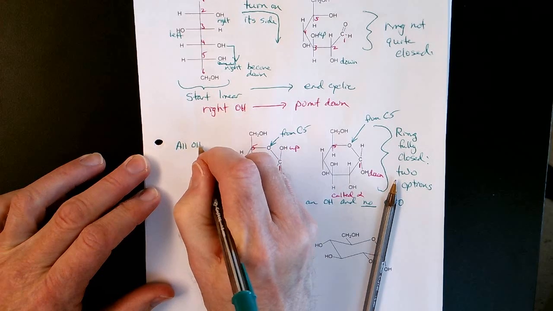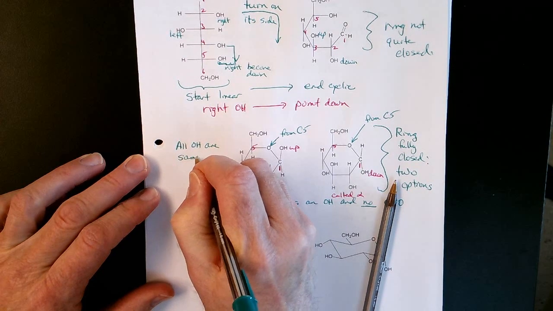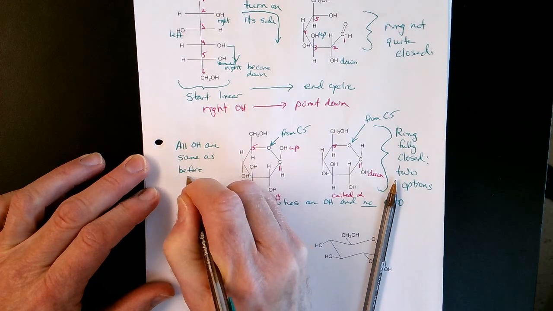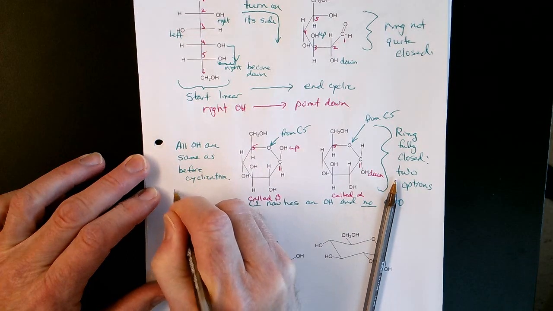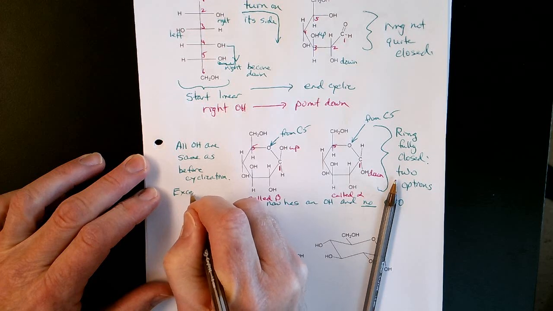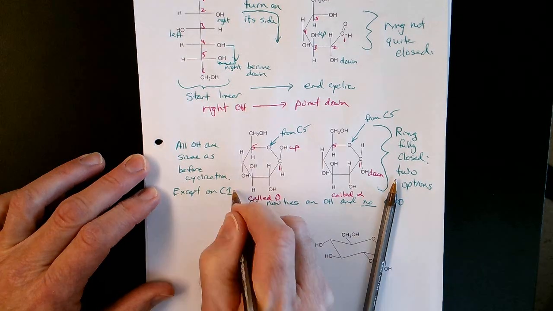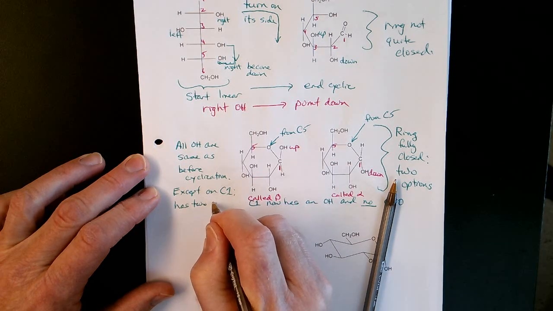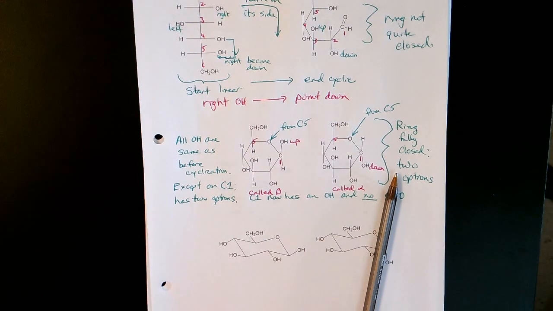So all OH are the same as before cyclization. The only exception is on carbon 1. Carbon 1 has two options, and they are alpha or beta.